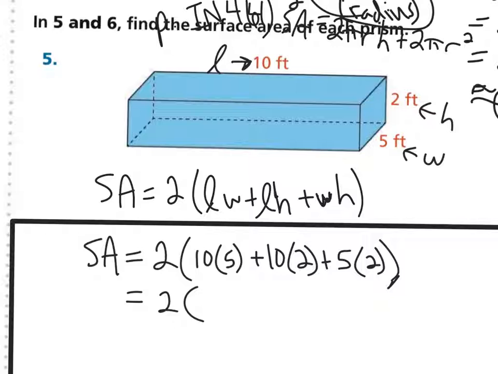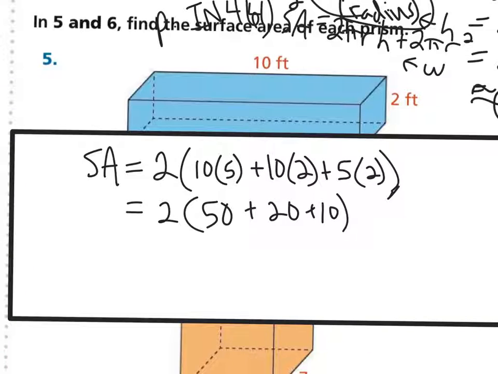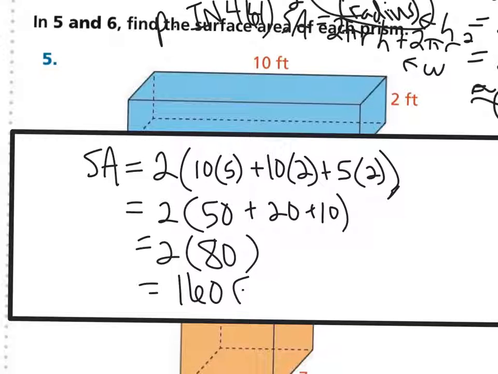So we can go ahead and simplify inside the parentheses here. We multiply, and we'll get 50, 20, and 10. And then we can go ahead and add those together. You can technically distribute, but it's going to be easier since we know what these numbers are to just add those together. So that would be 80, and then we multiply 2 times 80, which would be 160 square feet. 160 square feet would be our surface area of that prism.